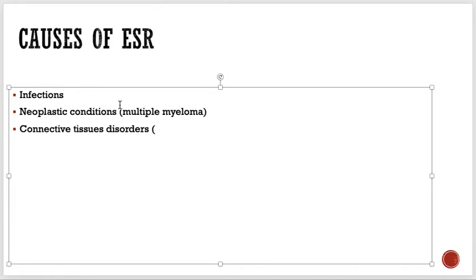For example, one very important condition is called giant cell arthritis, also called temporal arthritis. It can cause blindness. Or polymyalgia rheumatica, this is one of the conditions which can lead to it, and there are many more, many more.